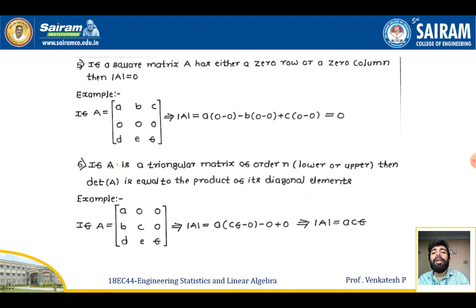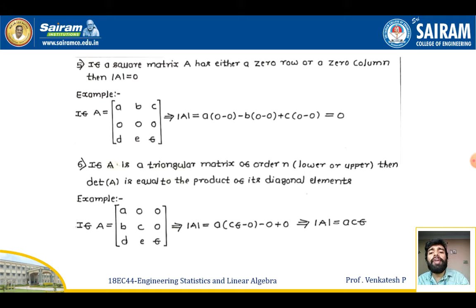Property number 5: if a square matrix A has either a 0 row or a 0 column, then the determinant of A will be 0. I'm taking an example of a 3 cross 3 matrix here, in which I'm taking the R2 row as completely 0. If any one row or any one column is 0, then the value of the determinant will be 0. On expanding this determinant, I get the value 0 here.